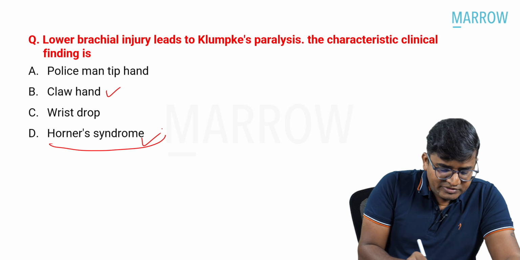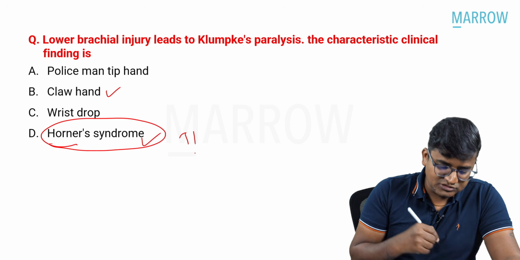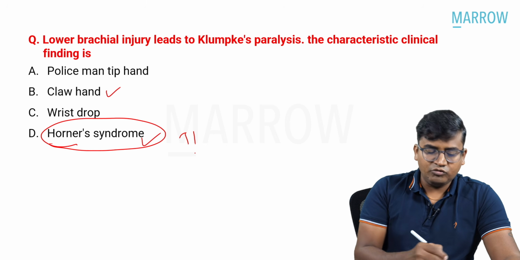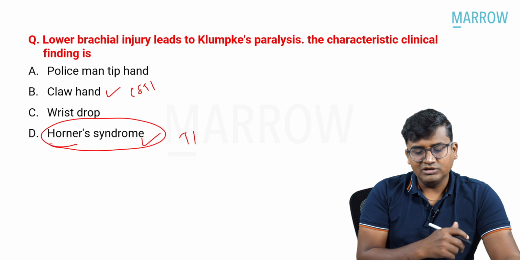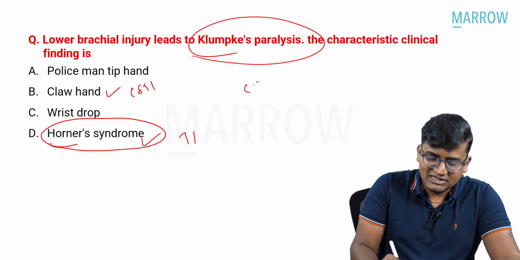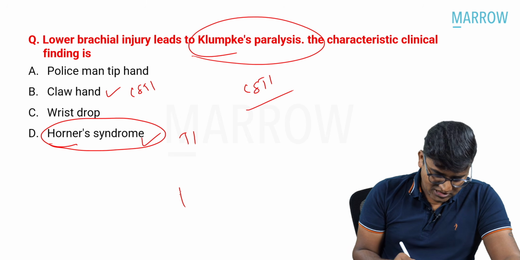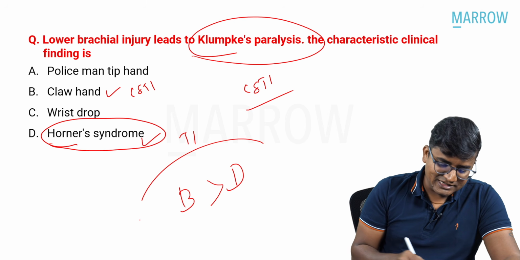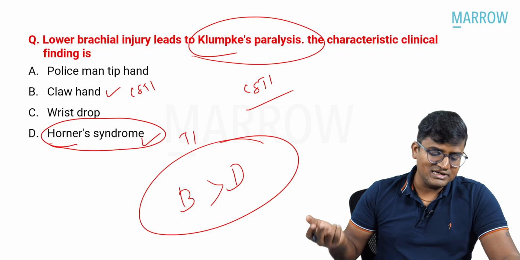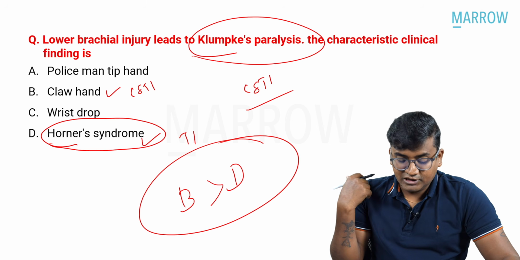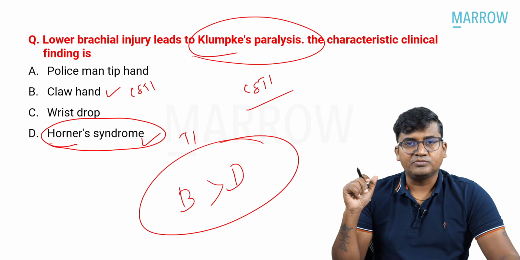Horner syndrome means a syndrome involving the T1 sympathetic fibers. The complete claw hand is due to involvement of C8 and T1 fibers of median nerve and the ulnar nerve. In Klumpke's palsy, C8 and T1 fibers are affected. So what is the best answer? Claw hand, B is greater than D. That is the best answer. In Klumpke's palsy, both are right, claw hand is seen and Horner syndrome. But we have to select one best answer. In that case, please go for claw hand over Horner syndrome.